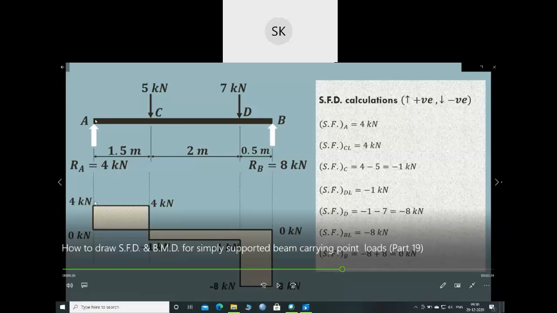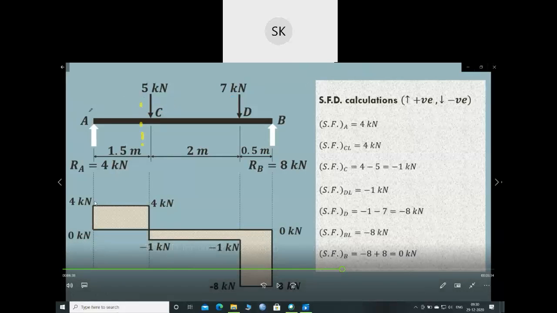Next, from A to C. What will be the shape of this shear force diagram? Let's find out the shear force at this point, that means left of C. As there are no other loads, only one load is acting, so it will be only 4 kilonewton.